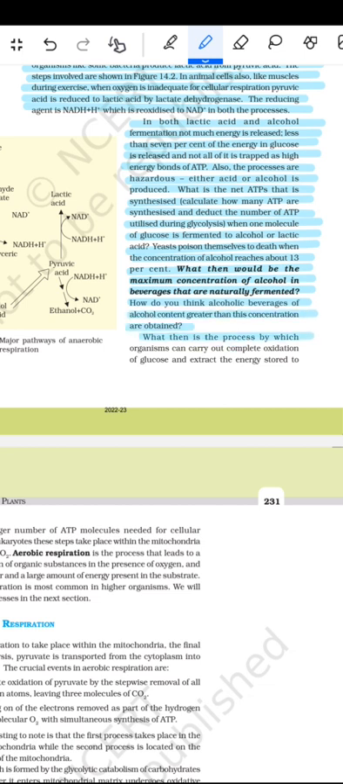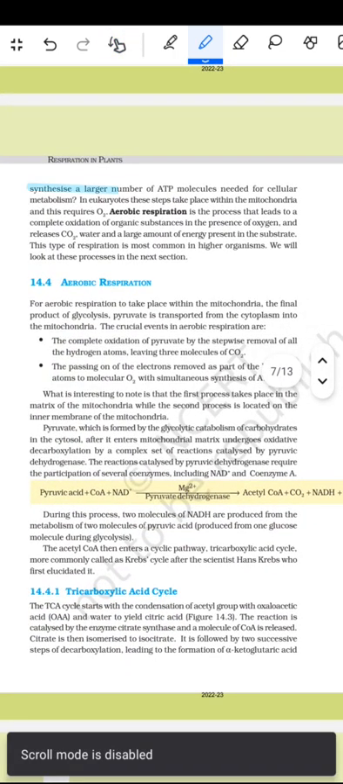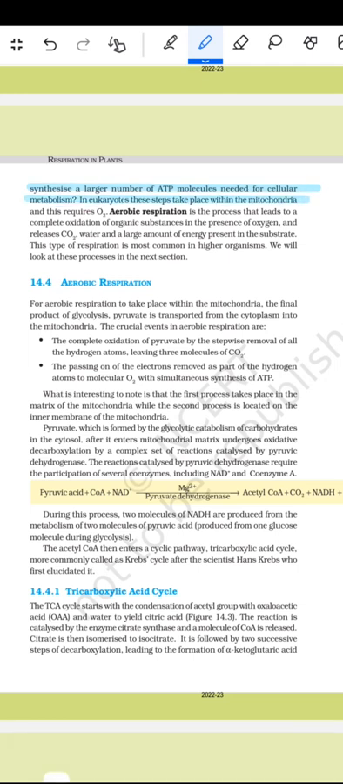What then is the process by which the organism can carry out complete oxidation of glucose and extract the energy of storage too? A larger number of ATP molecules are needed for cellular metabolism to be synthesized. In eukaryotes, these steps take place within the mitochondria, and this requires O2. Aerobic respiration is the process that leads to a complete oxidation of organic substances in the presence of oxygen, and it releases CO2, water and a large amount of energy present in the substrate. This type of respiration is most common in higher organisms. We will look at this process in the next section.